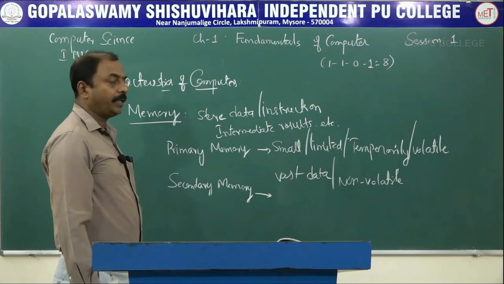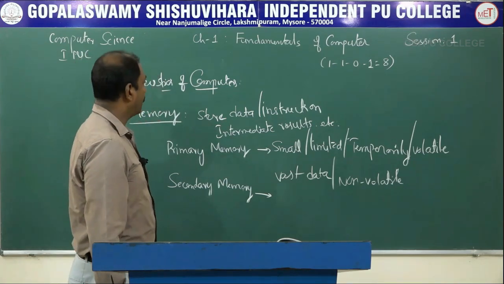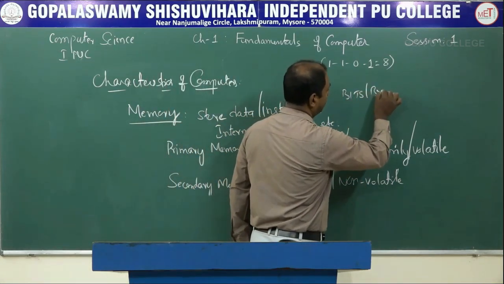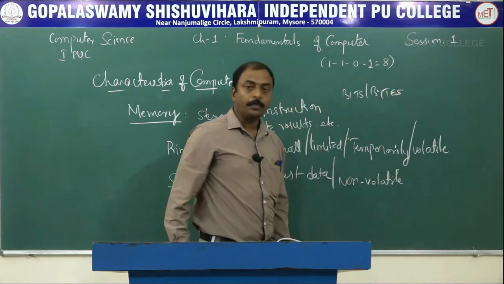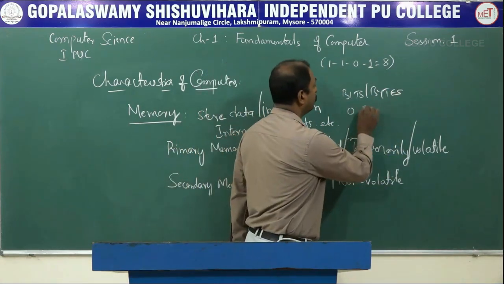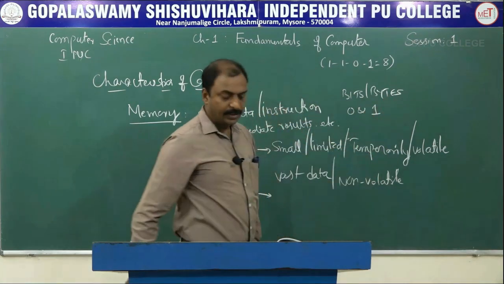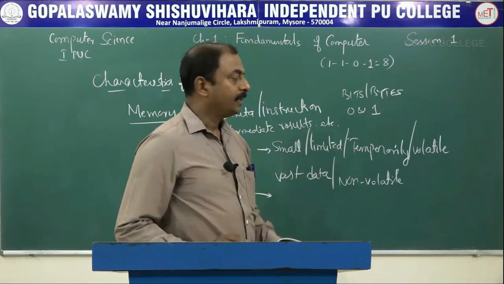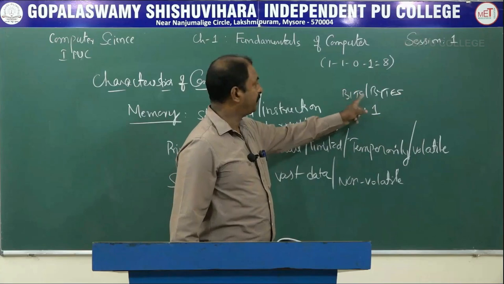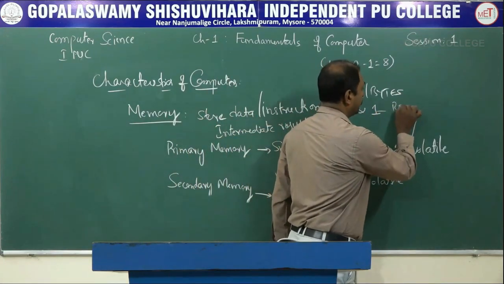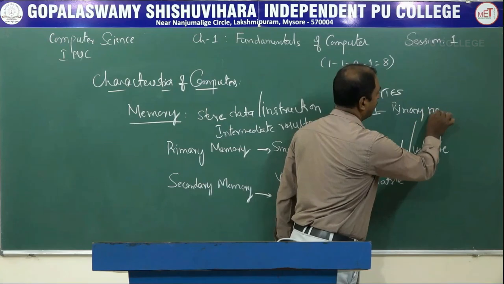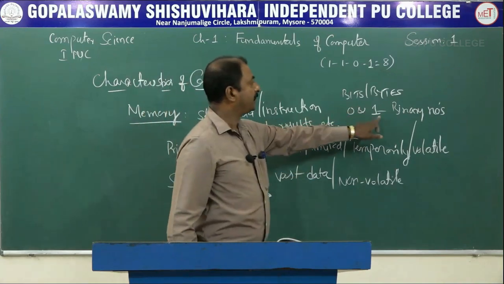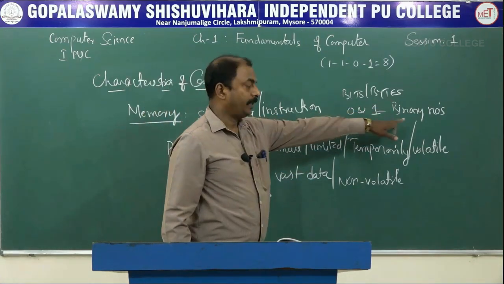The computer memory stores the instructions in the form of bits and bytes. What are bits and bytes? These zeros and ones are bits. And what is a byte? A group of bits forms a byte. They are binary numbers. So computers store the information in the form of bits and bytes, or in the form of binary numbers.